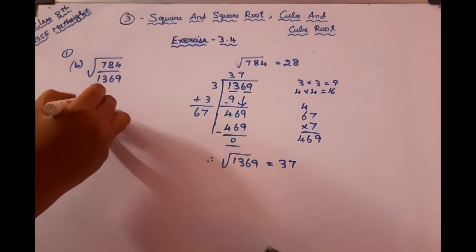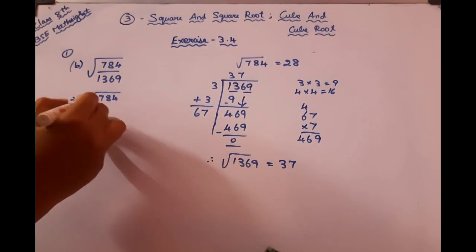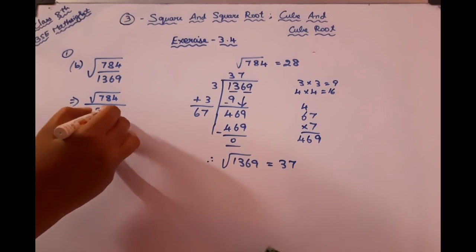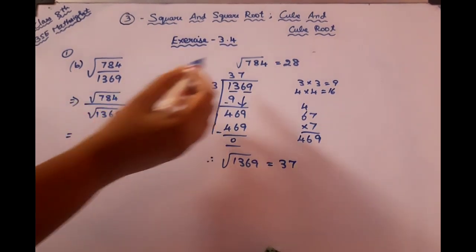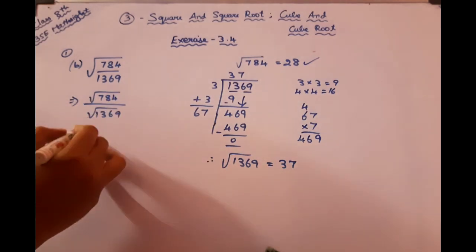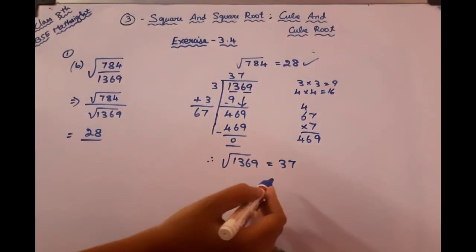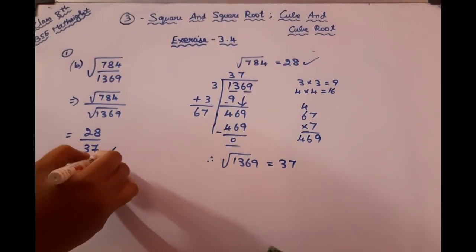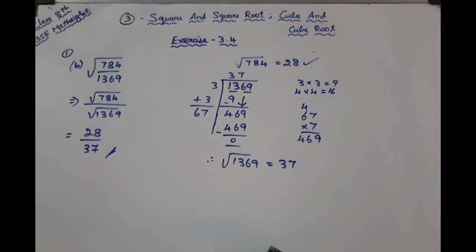So this can be written as the square root of 784 by the square root of 1369. So the square root of 784, the value is 28, divided by 37. So the final answer is 28 by 37.